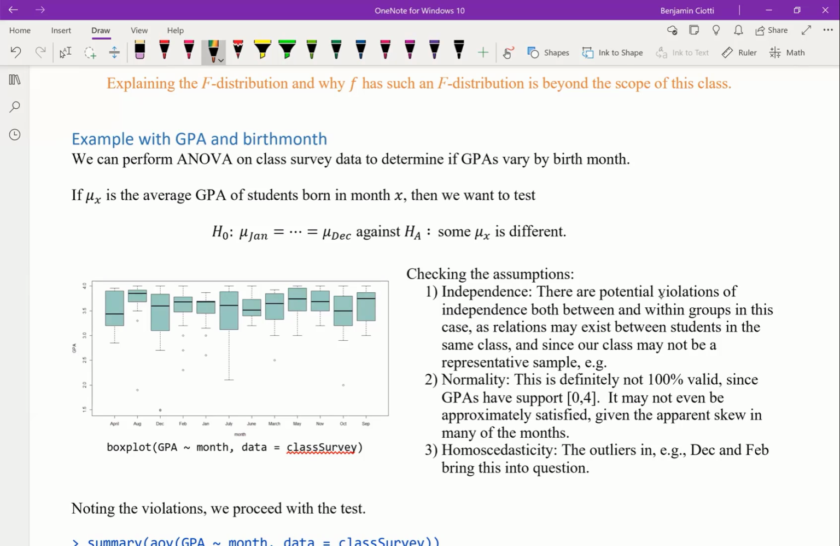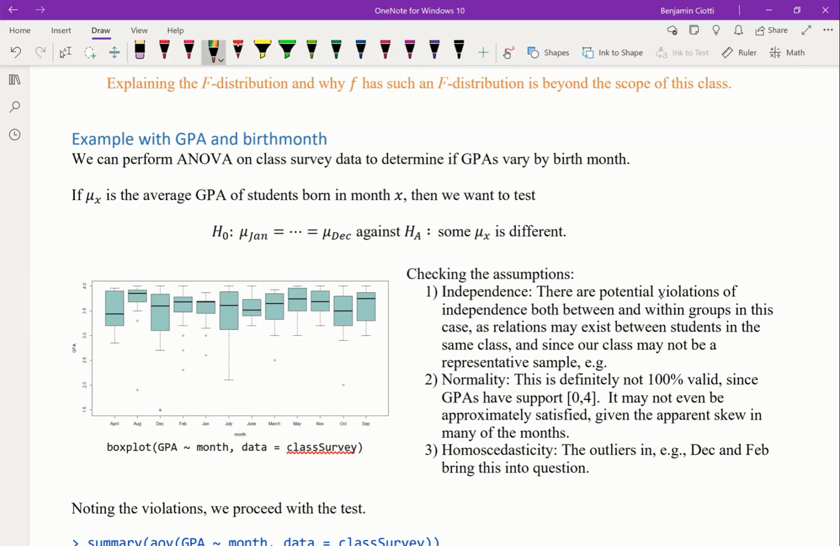Well, for sure, our data in this case is not going to be normally distributed because GPAs have support between 0 and 4. So already we know that they're not going to be completely normally distributed. There's a question as to whether they are even approximately normally distributed. So one of the ways that you can tell whether data is approximately normally distributed from a box plot is whether it appears to be skewed.